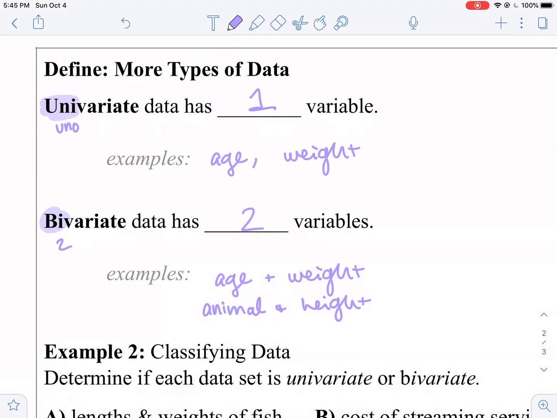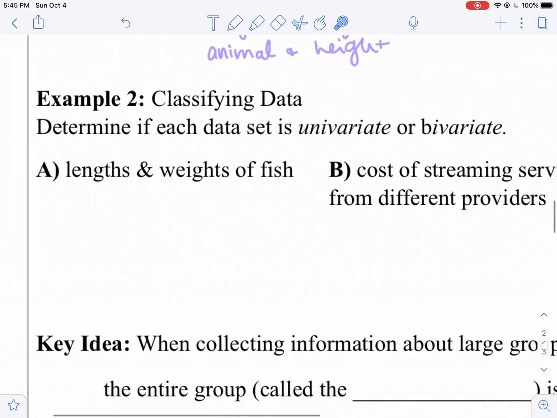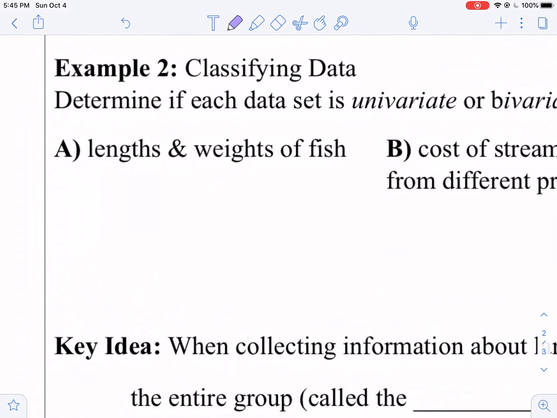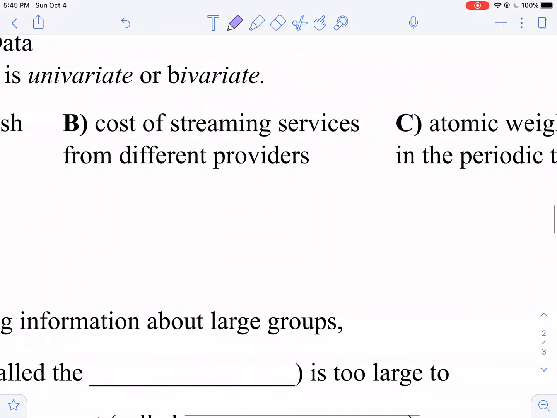It's important to look at how many variables you're measuring because that will tell you what kind of graph you want to use. So first, look at each of these and determine, is this univariate or is it bivariate? Here, lengths and weights of fish, we are measuring two things, so this is bivariate. For B, the cost of streaming services from different providers, we're just measuring one thing, the cost. That is univariate.